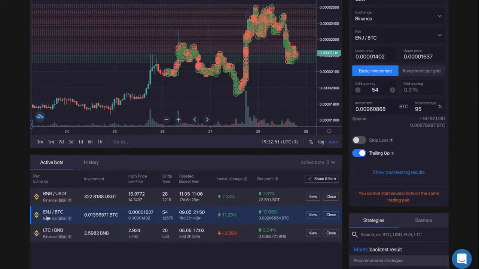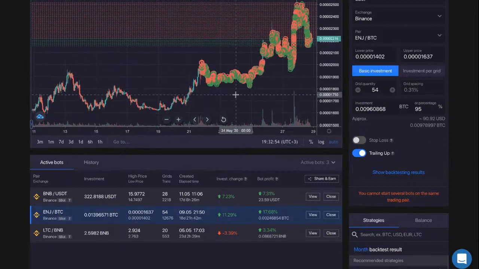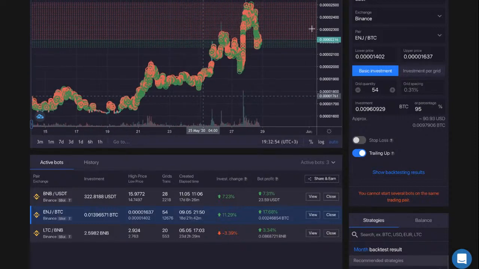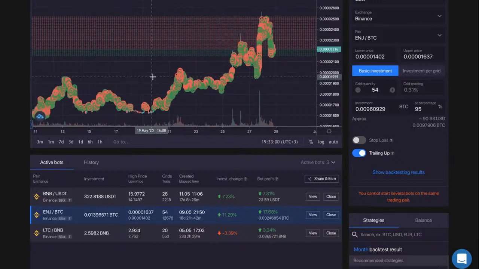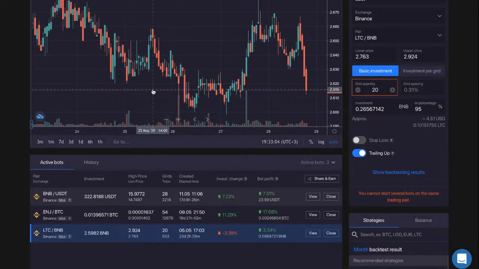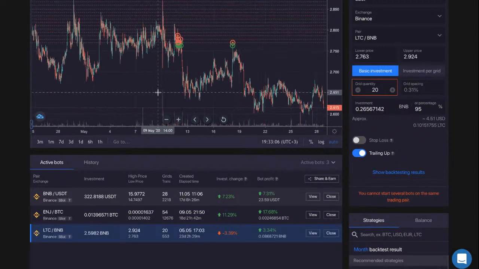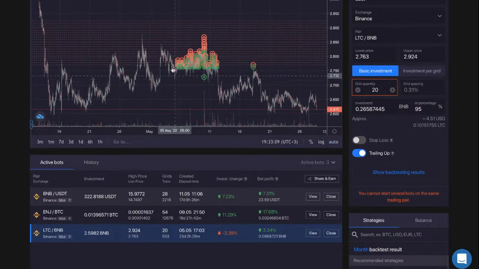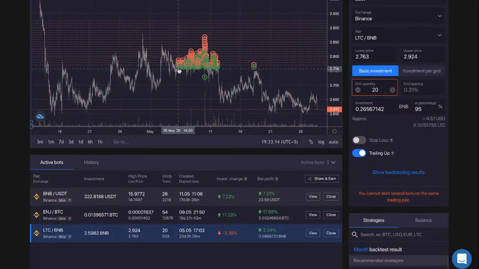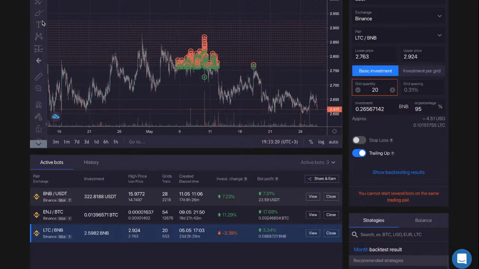Let's see what is going on with the NG trading to BTC. Yeah, that's exactly the same as I showed you in the presentation. And I also have Litecoin trading to BNB. Here is an interesting situation. So I entered the trade, I executed the bot at that point of time, so that was the 5th of May, as I expected the price to go further upwards.